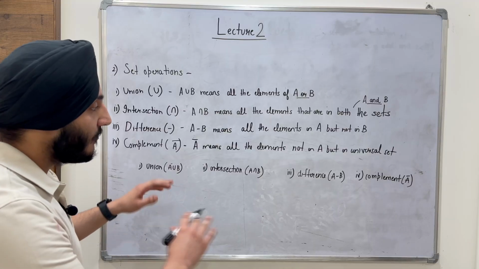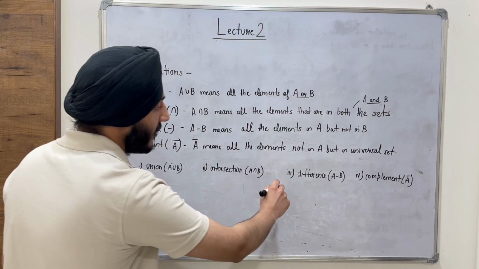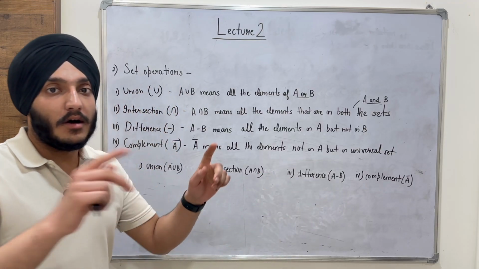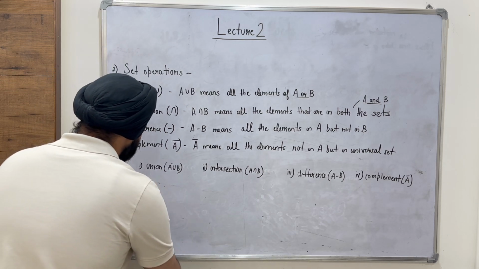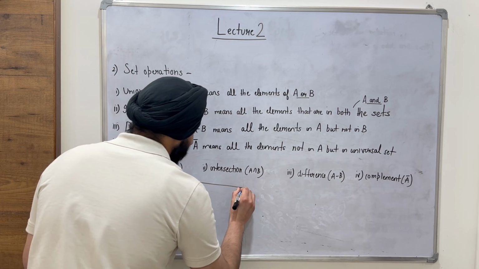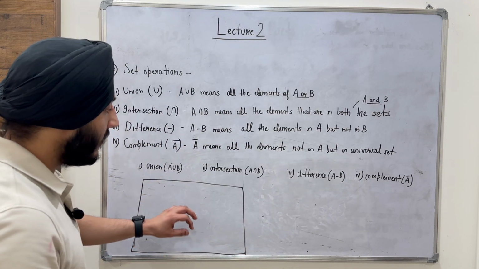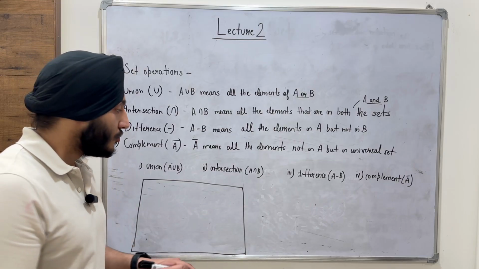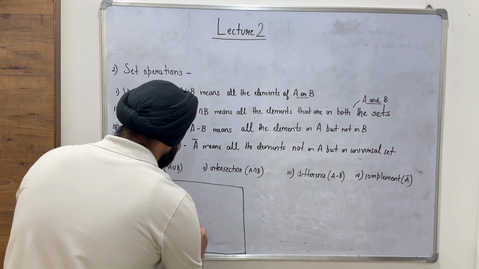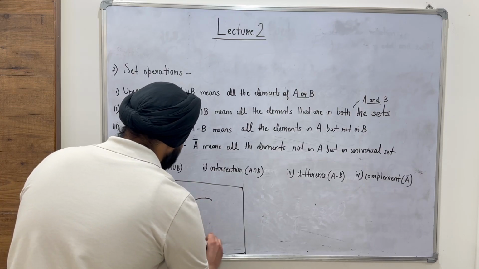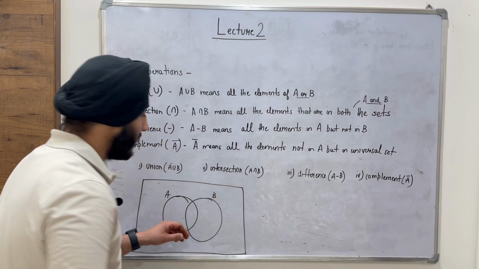So I'll try to show what a Venn diagram is, and then I'll explain all these concepts, union, intersection, difference, and complement, on a Venn diagram. Basically, for a Venn diagram, we make a rectangle, and for each set, we draw a circle. So for example, let's say we have sets A and B. I'm going to draw the circles like this. This represents A and this represents B.